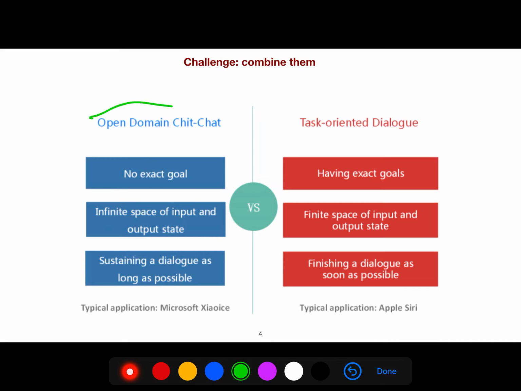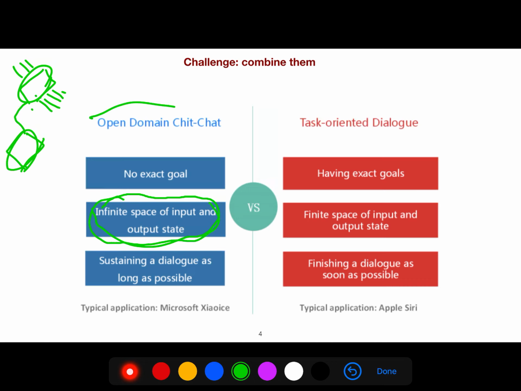In open domain, there is no exact role. We talk about everything. We don't want to achieve anything. We have an infinite space of inputs and outputs. If you remember the decoder section of encoder-decoder sequence models, for example, this is a bi-LSTM, this is an LSTM, and you use beam search, and because the space of words is so big, you have some problems, and that's why you create new versions of beam search. This is the same problem here.